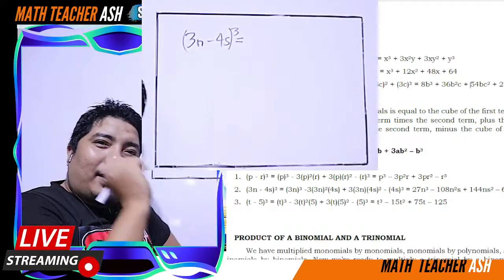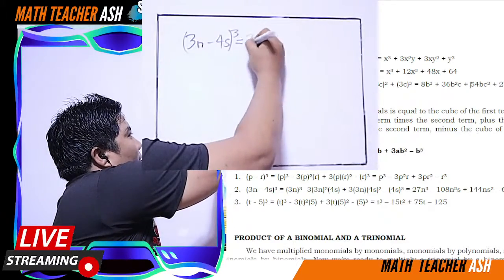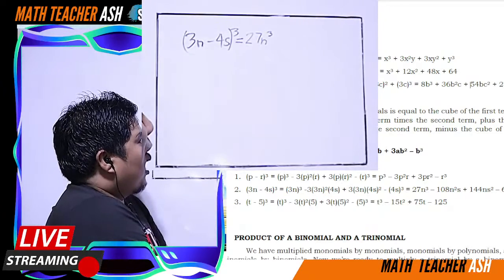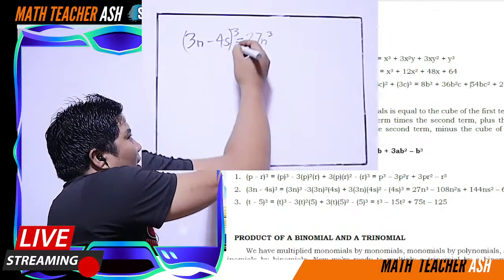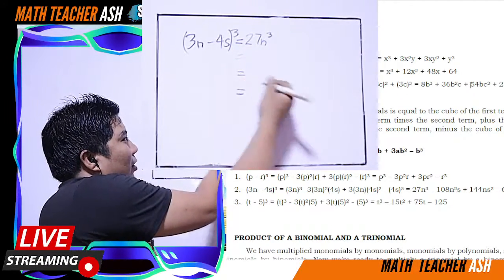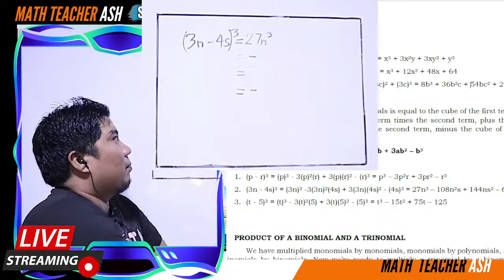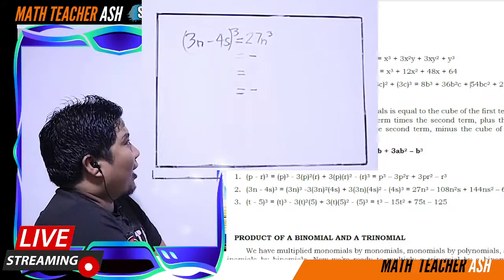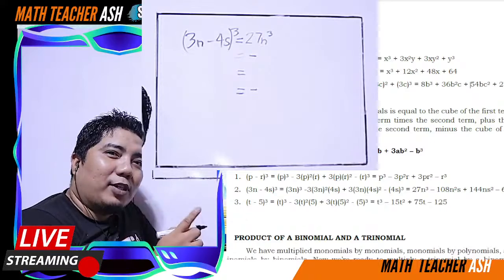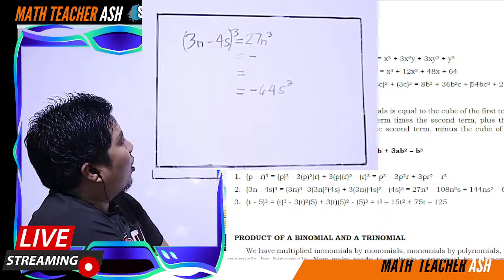So, 3n times 3n times 3n. That is 27n cube. Okay. That is for the first term. For the last term, okay, second term, third term, fourth term. So, yung last term at saka yung second term, negative daw kapag minus ito. So, for the last term, 4s times 4s times 4s. So, 4 times 4, 16 times 4. So, 64s cube. Ayan. Okay, next.